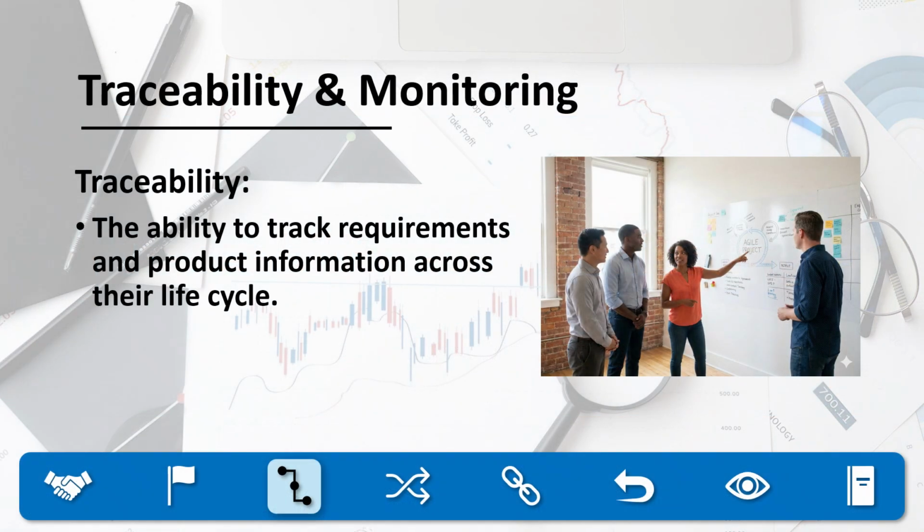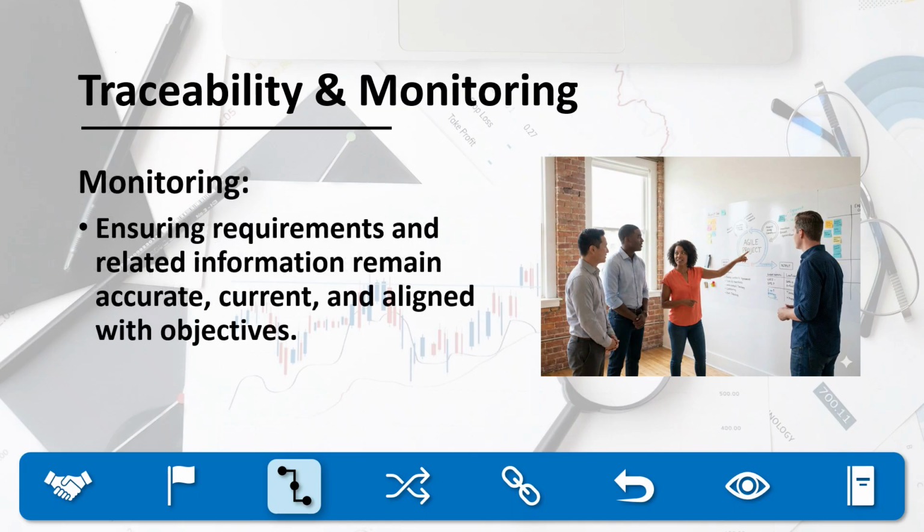This session is about the traceability and monitoring domain, and we begin by clarifying what these two concepts mean in practice. Traceability refers to the ability to follow requirements and related product information across their entire life cycle, from the first expression of a business need through stakeholder requirements into solution design, testing, and ultimately delivery. It allows us to connect each requirement back to its original source, ensuring that nothing is lost and that every item is accounted for.